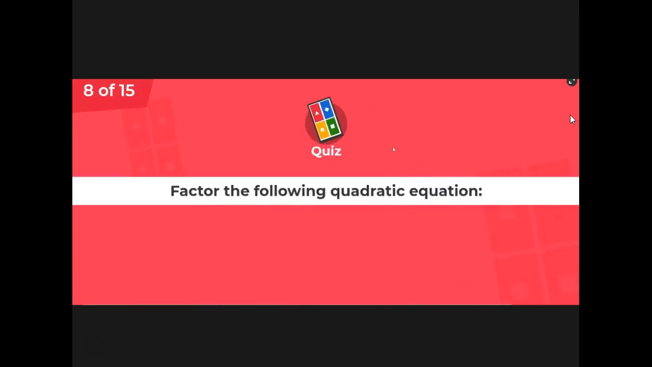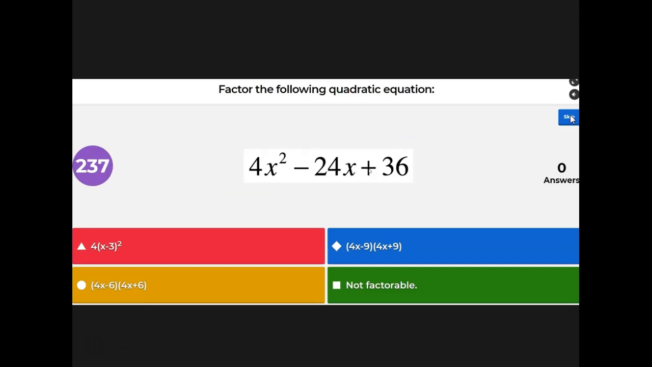Okay, factor the following. So this is like yesterday. You need to set up your magic X. So 4 times 36. Find the factors that sum to negative 24. Set up your grouping. Or recognize it's a perfect square trinomial.